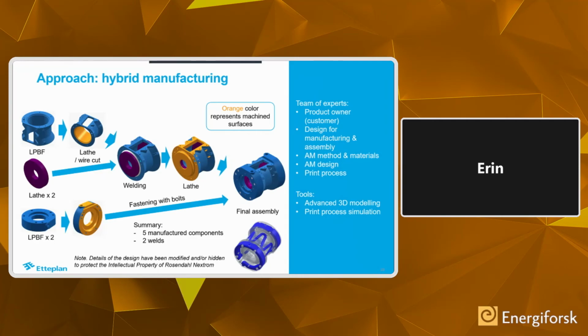As I mentioned, we were also trying to minimize the amount of machining, and the machined surfaces you can see are shown in orange. The number of welds was also significantly reduced by using this approach. In addition, it's not shown here, but we used print process simulation to analyze those parts made by laser powder bed fusion, again to ensure the printability and to minimize the need for support structures.